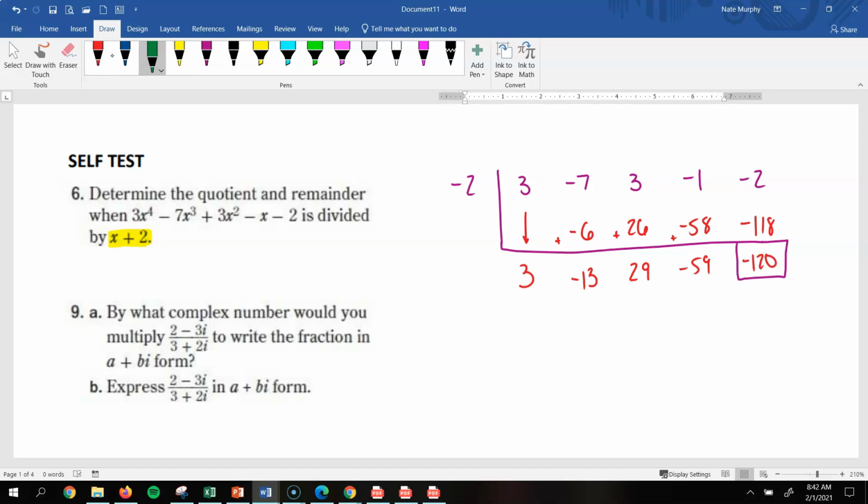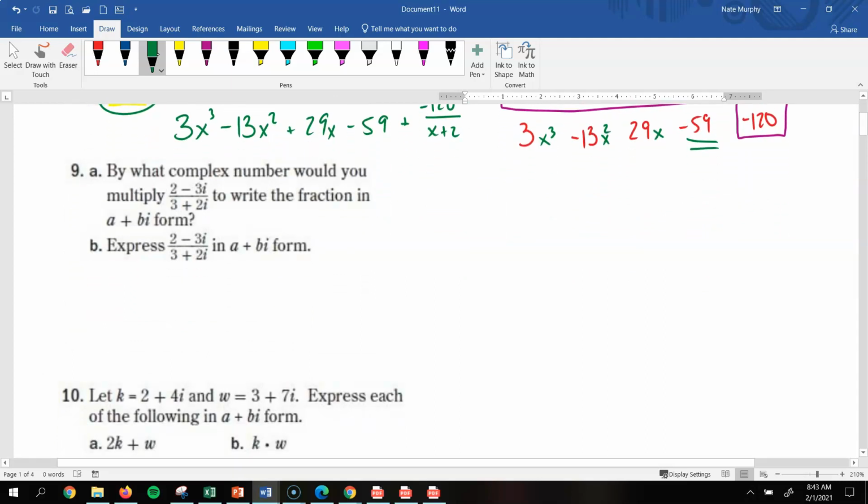So now, the way that we come up with our answer, remember this term stays as a constant. So we don't do anything with that because it's the closest to your remainder. Then after that, we would have an x, and then we'd have x squared, and then we'd have x cubed. So our answer for that would be 3x cubed minus 13x squared plus 29x minus 59. And the way that we write the remainder is we would say either the remainder is negative 120, or we would write it as plus negative 120 over what we divided by originally, which was x plus 2. So that's how you do number 6.